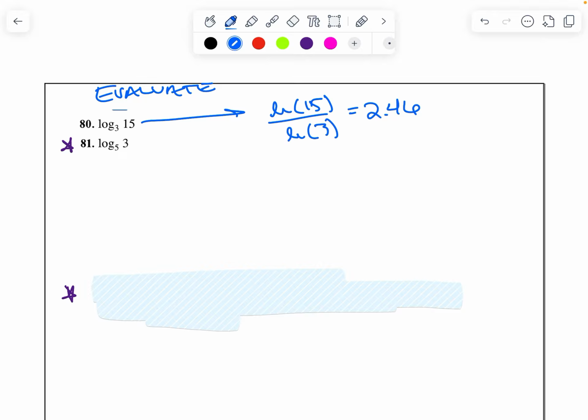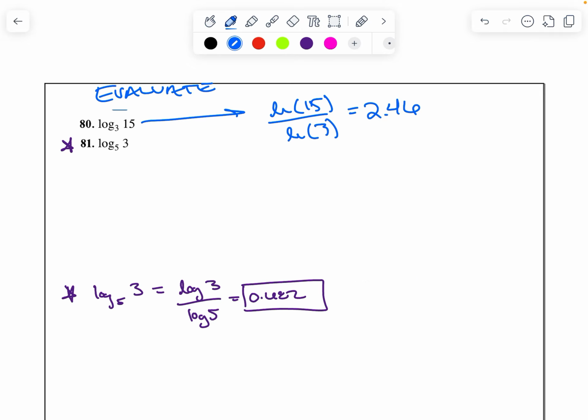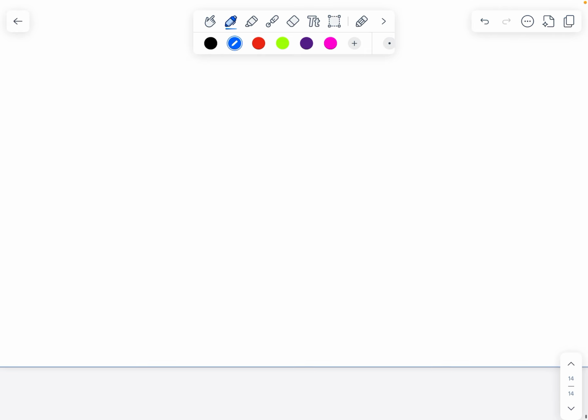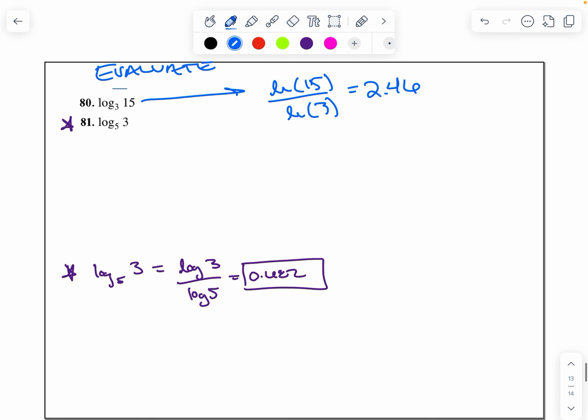Try the next one. Same thing as log 3 over log 5 or ln 3 over ln 5. It doesn't matter. We get 0.682. Oh, that's the end of the slideshow. On this last one, if you used ln 3 over ln 5, it works just the same.